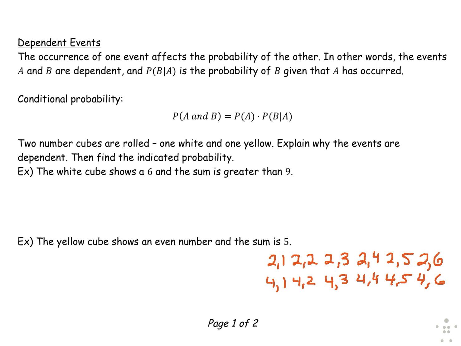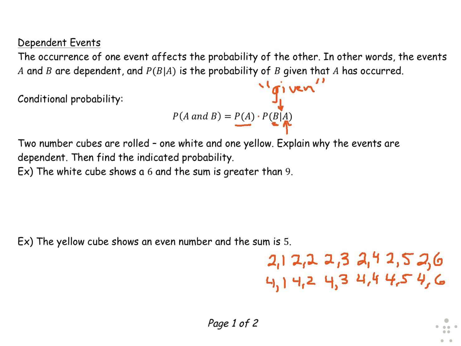For dependent events, the occurrence of one does affect the probability of the other. Then we have this notation where this vertical bar is for "given." And this reads that the probability of A and B both occurring is equal to the probability of A times the probability of B given that A has already occurred.